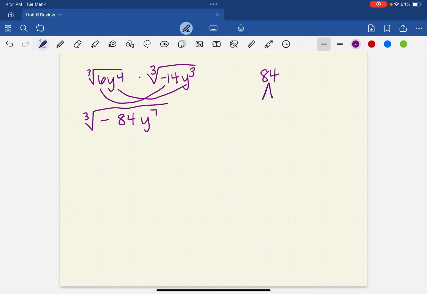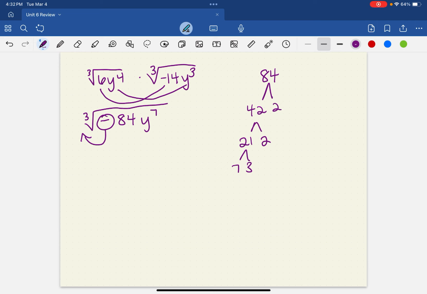And we are taking out trios. So I'm going to do 42 and 2, 21 and 2, and then 7 and 3. Okay, so I am not able to take anything out for the 84, so the 84 is going to stay, but that negative is going to hop out.